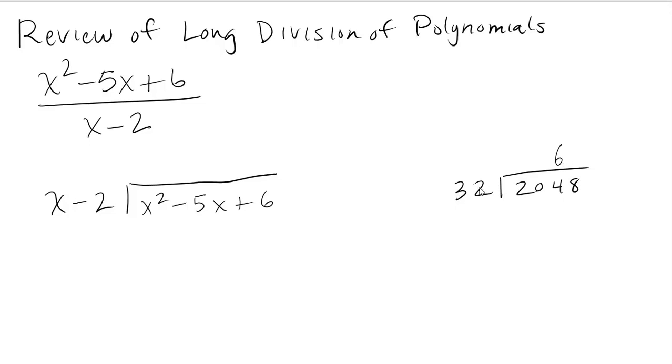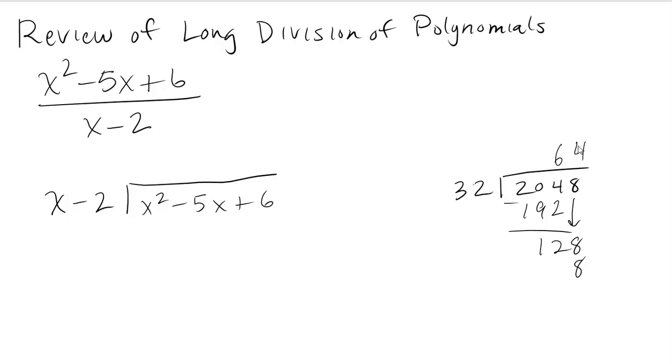Then I multiply down. 6 times 2 is 12. I carry that 1. 6 times 3 is 18 plus the 1 that I carried is 19. And then I subtract. 204 minus 192 is 12. And then I bring down the 8, right? And then I play that same game again. 32 into 128, well, I'm going to guess 4 since 3 goes into 12 4 times.